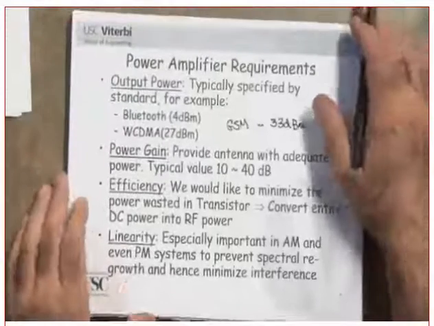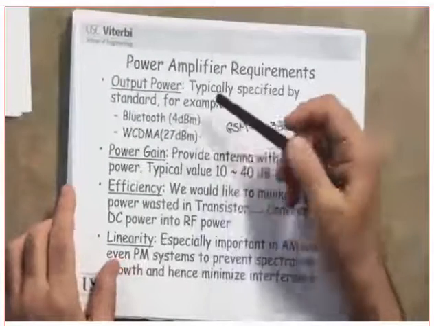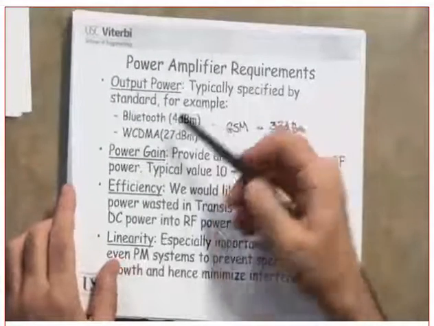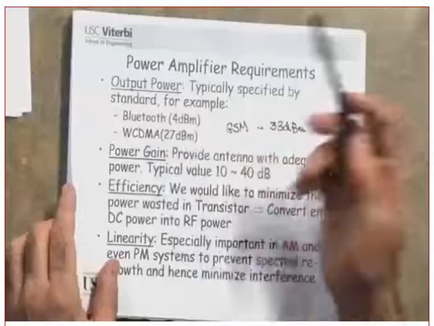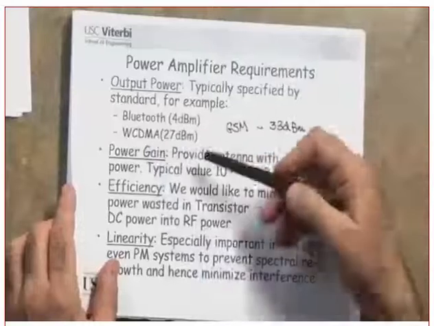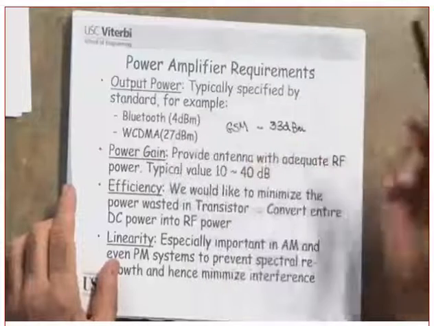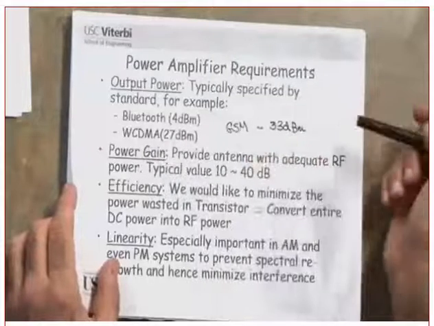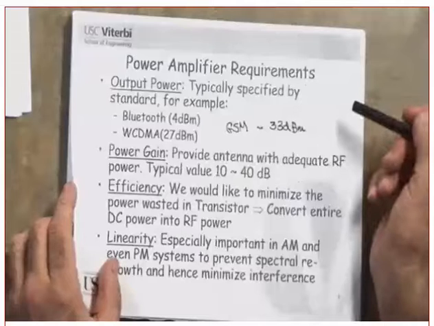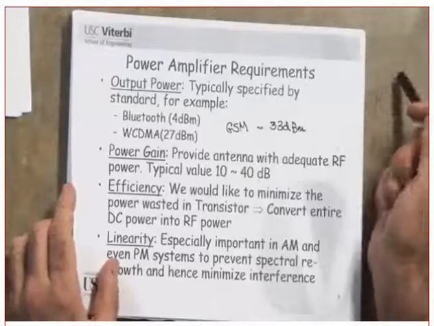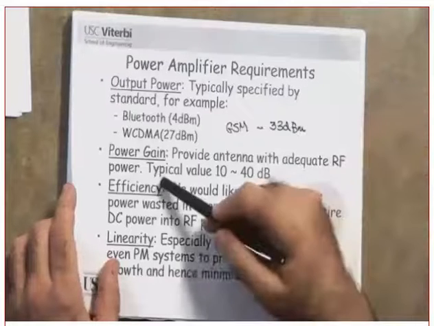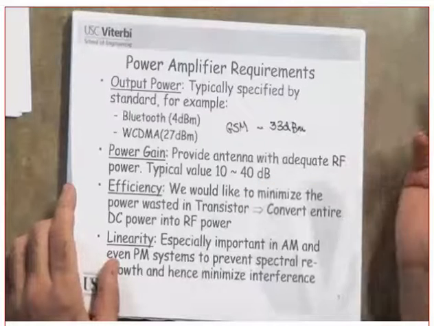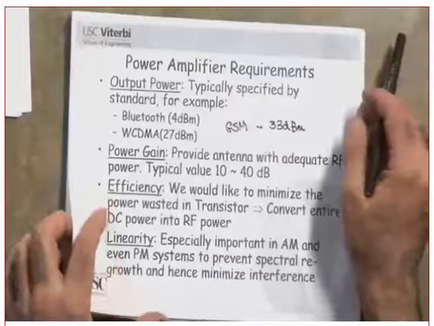The requirements, again, this from last time quickly, the output power depends on the system, the standard. Bluetooth, for example, is 4 dBm, GSM is 33 dBm, wideband CDMA 27 dBm, and so on and so forth. All of these standards will specify the amount of power that you can use. Power gain is typically anywhere between 10 to 40 or 50 dB, and so on and so forth.